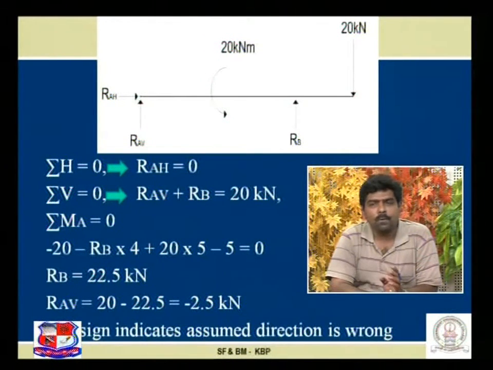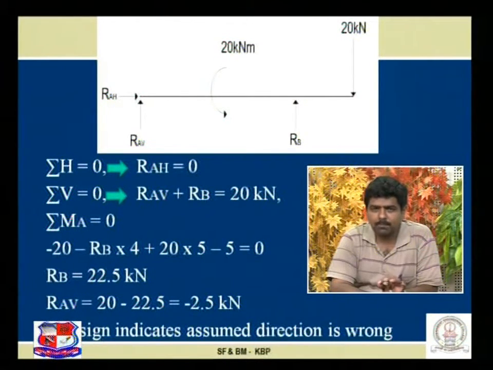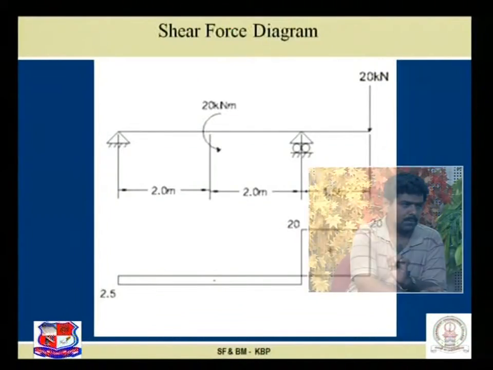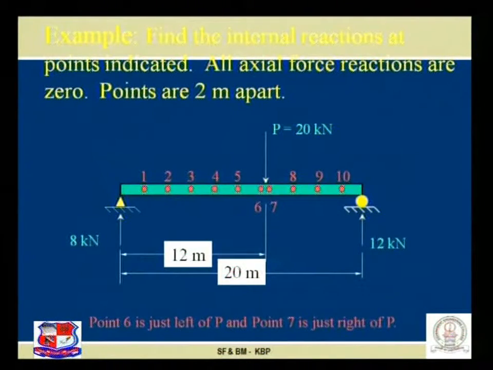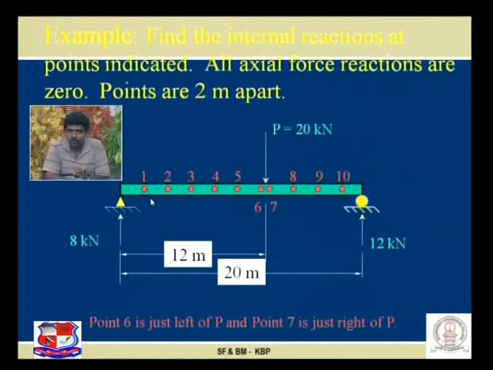Now before we proceed further about the relationship between SF and BM diagram, let us understand one basic problem over here. Next problem. This problem is very easy and anybody can solve it because it is a problem of a simply supported beam. Intention is to find out the shear force at 1 point, at 2 point, at 3 point, at 4 point, at 5th point, at 6th and 7th.